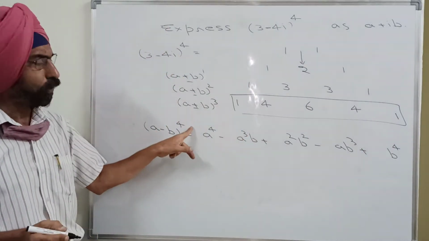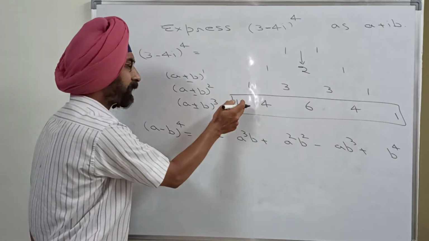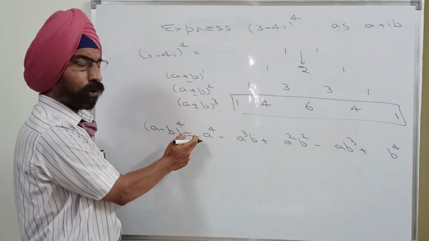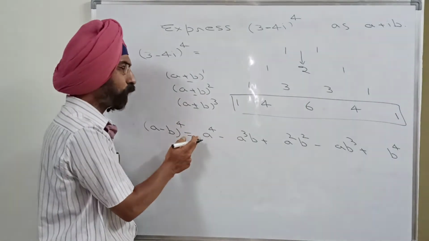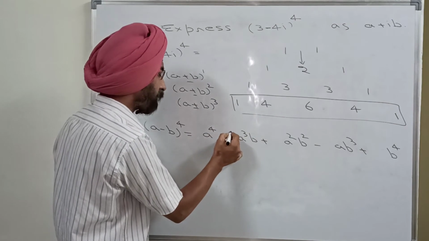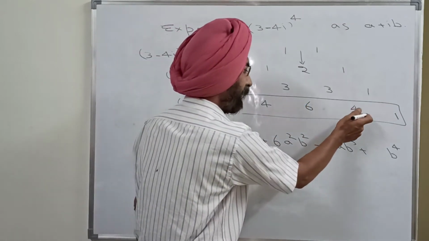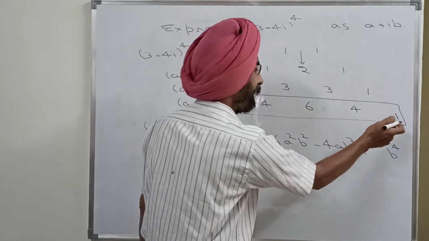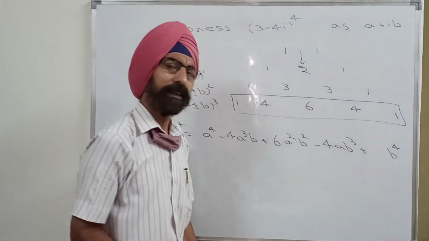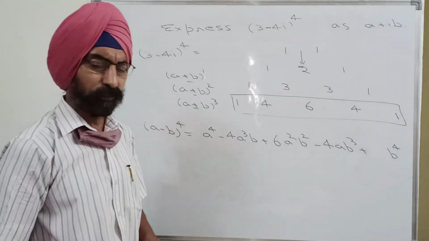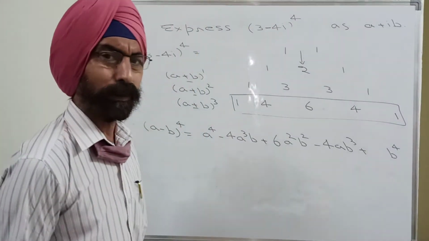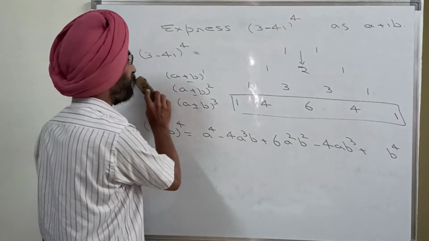So these are the coefficients for power 4. We are having power 4. So these are the coefficients. This one is the coefficient here. So it is 1, a power 4 means a^4. Then the next coefficient is 4, the next is 6, the next is 4, and the last one is again 1, so 1 b^4 is b raised to the power 4. So this is how to expand (a + b) raised to the power 4.